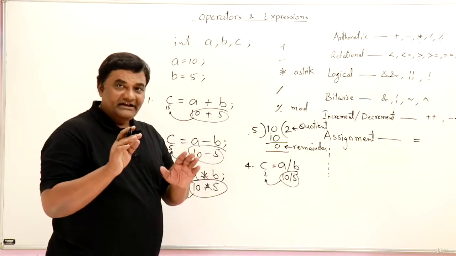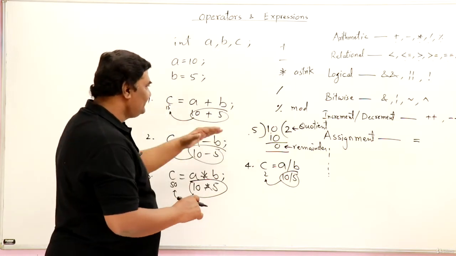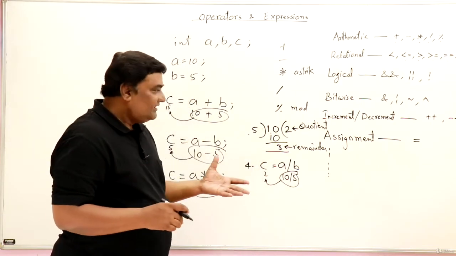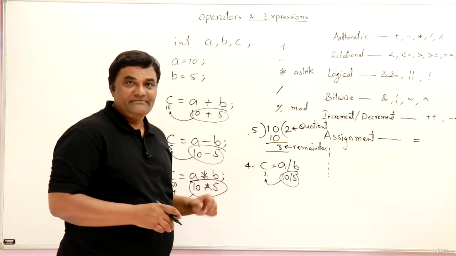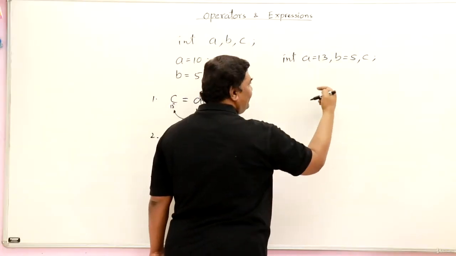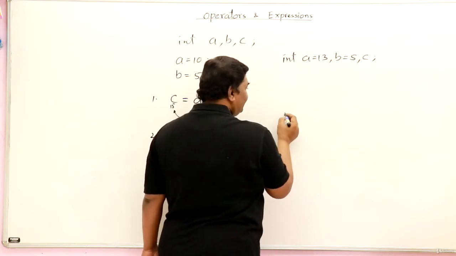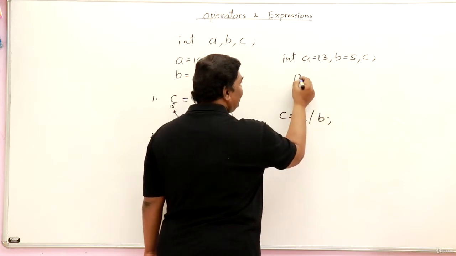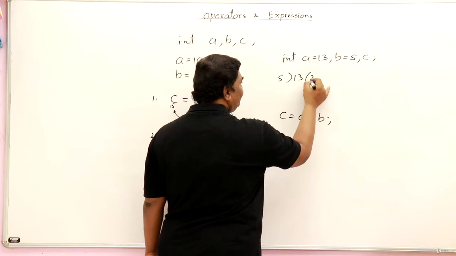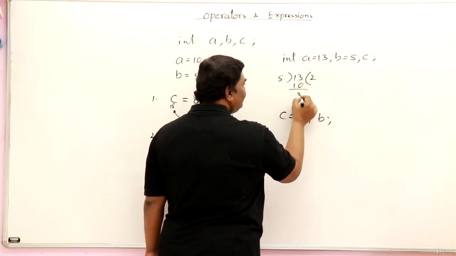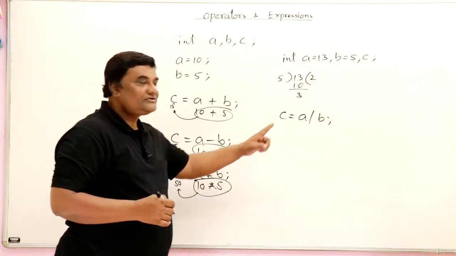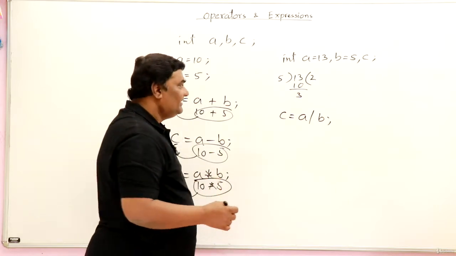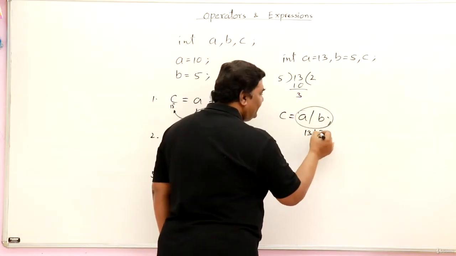Suppose this is not 10, I will change it. Now instead of 10, suppose A is 13. Let us see it by removing this one. Here I have A as 13 and B as 5. These are integers. Then if I say C assign A divided by B, what happens? A is 13, 13 divided by 5, and this gets divided two times, and the result is 10, and this is the remainder. So what is the quotient? The quotient is 2 and the remainder is 3, right? So division gives the quotient. So what will be the result? 13 divided by 5 is 2.